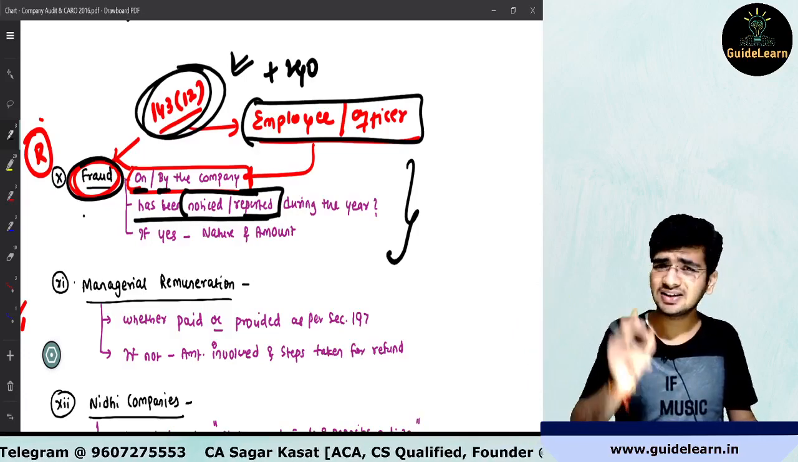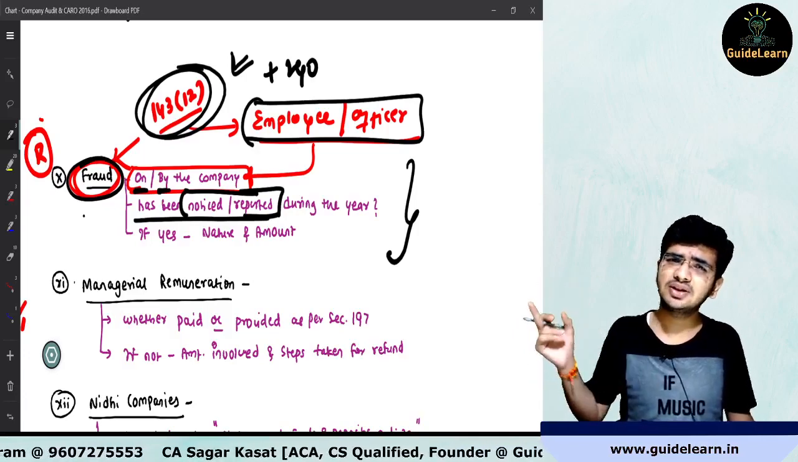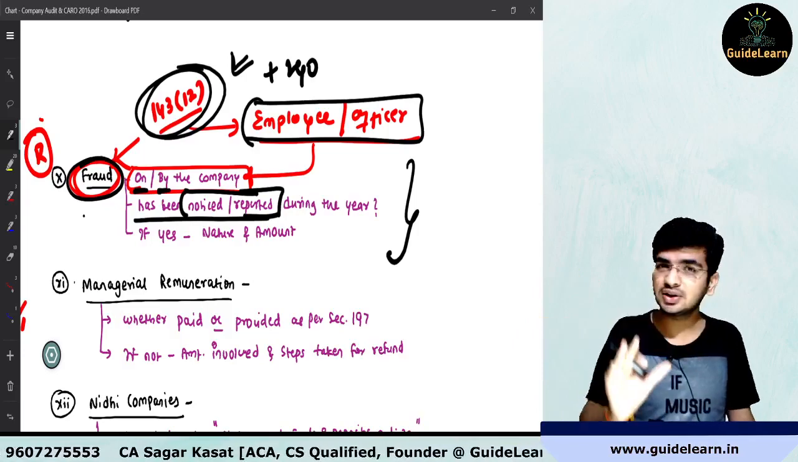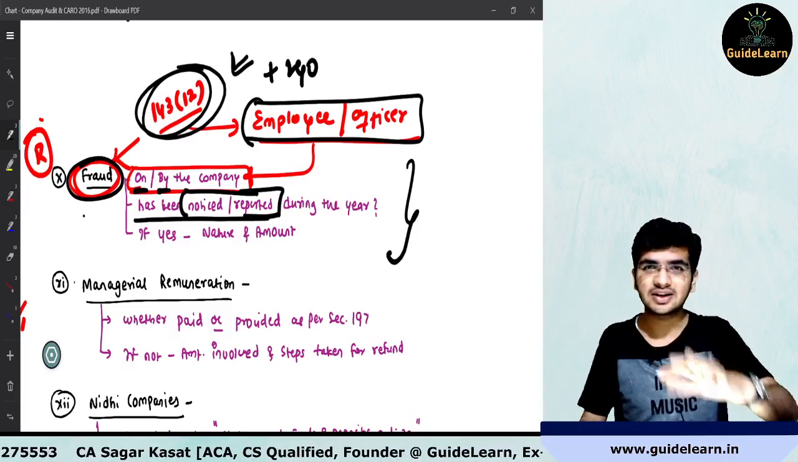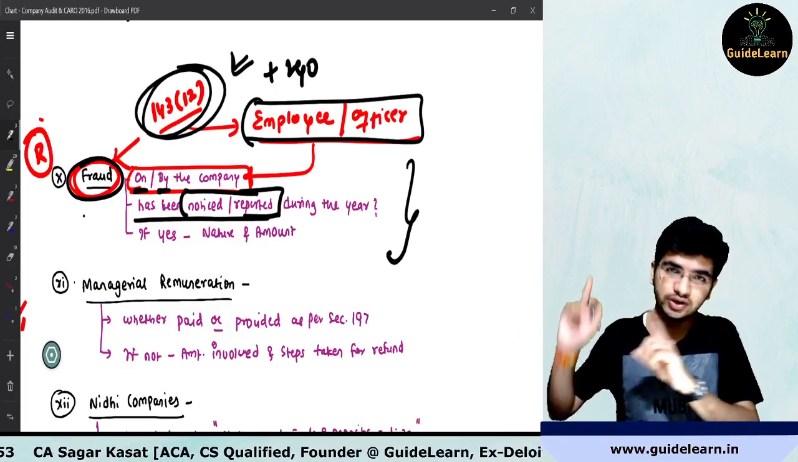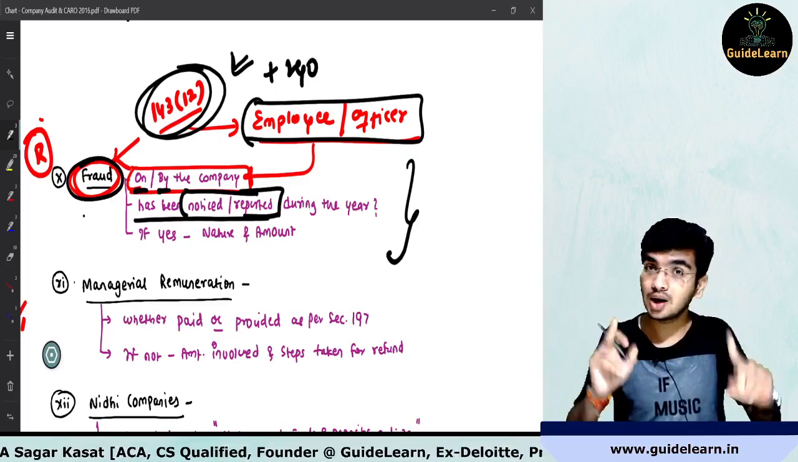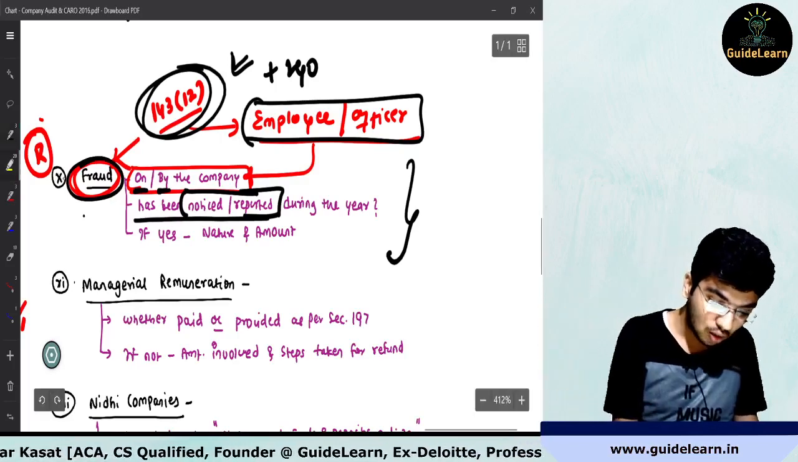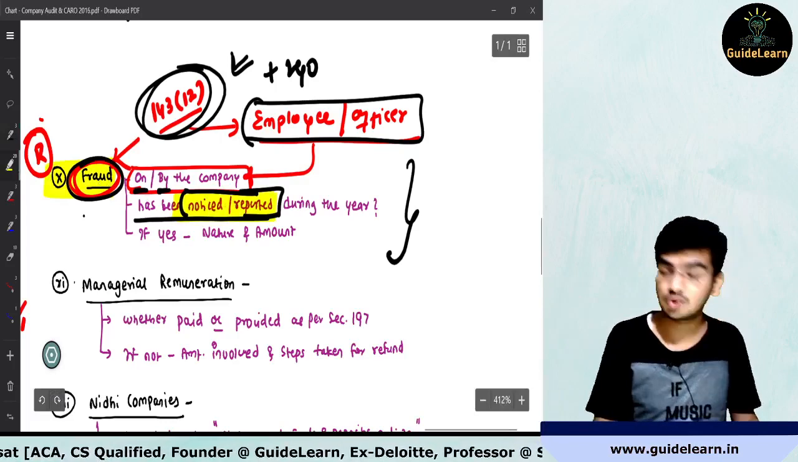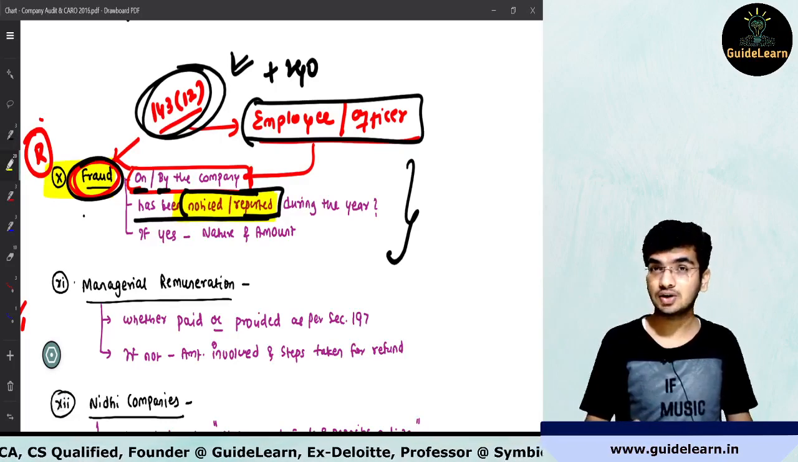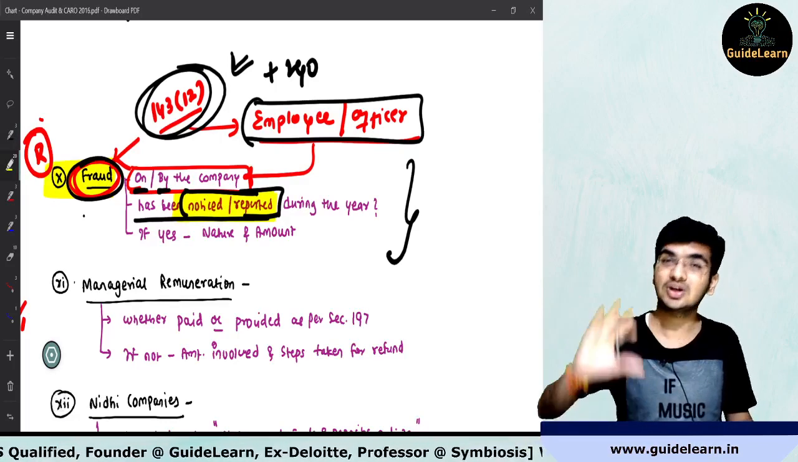Sir, whether a noticed fraud is also reported in 143(12)? Yes, obviously. In 143(12), noticed, reported or suspected. It can be suspected as well according to 143(12). But in clause 10 of CARO 2016, only noticed and reported fraud has to be considered. This is a very important question. There has been a descriptive question in the RTP as well.